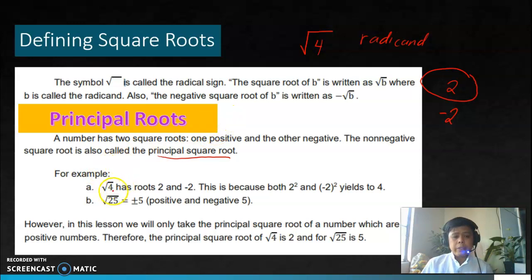Sabi dito, square root of 4 has roots 2 and negative 2. This is because both 2 squared and negative 2 squared yield 4. Same as square root of 25. Kung mag-iisip ka ng number na multiply sa sarili niya, ang pwedeng sagot ay 5 at saka negative 5. Ano ang principal square root dyan or principal root? Itong 5 na to. Okay?